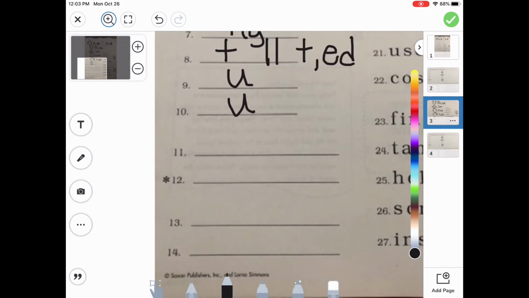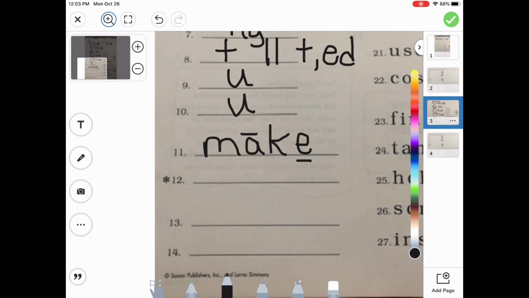Okay, on number 11, we are going to try to spell the word make. So the word make. So what do you hear? M, very good. M, A. So it's a long A, make. So to make it have that long A, I know I have to have that sneaky E at the end.